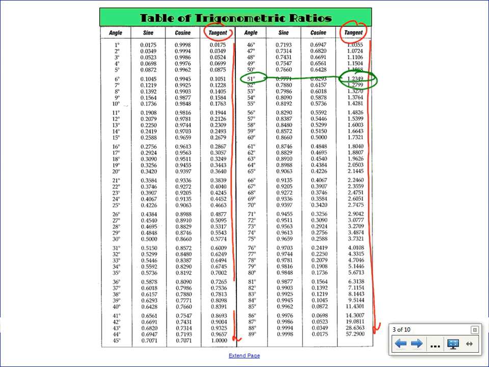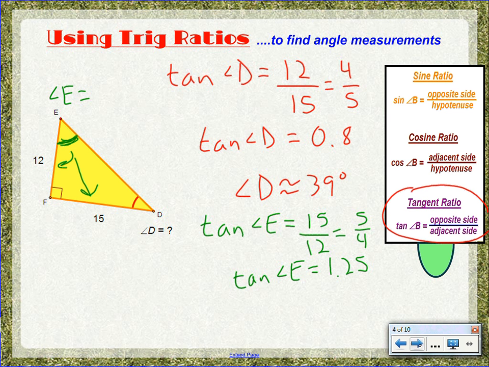Okay? If you said either 51 or 52, I'd probably take either, but it's a little closer to 51, or you could even say 51.5 maybe. So we're going to go back and say angle E is approximately 51 degrees. Okay? Now some of you may have been shouting at the screen, there's an easier way to do it, Mr. Doran. There's an easier way to do it. And you're correct. So let's take a look at that map.